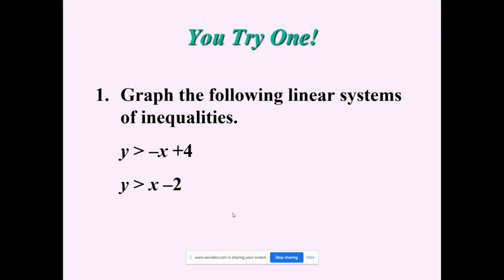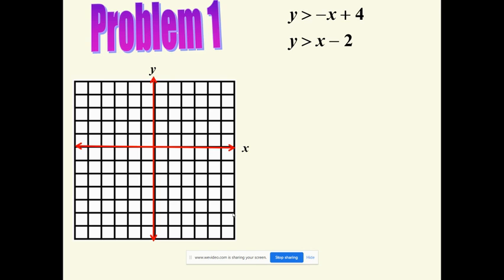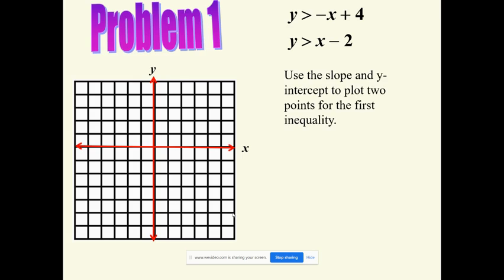So let's try another one. We're going to graph the following linear inequalities. Remember, when you're graphing a linear inequality, you have to have it in slope-intercept form. If it's not in slope-intercept form, it's not going to work. So here we go. Y is greater than negative x plus 4. Y is greater than x minus 2. Both of these are greater than signs, so both of the lines should be dotted instead of solid.